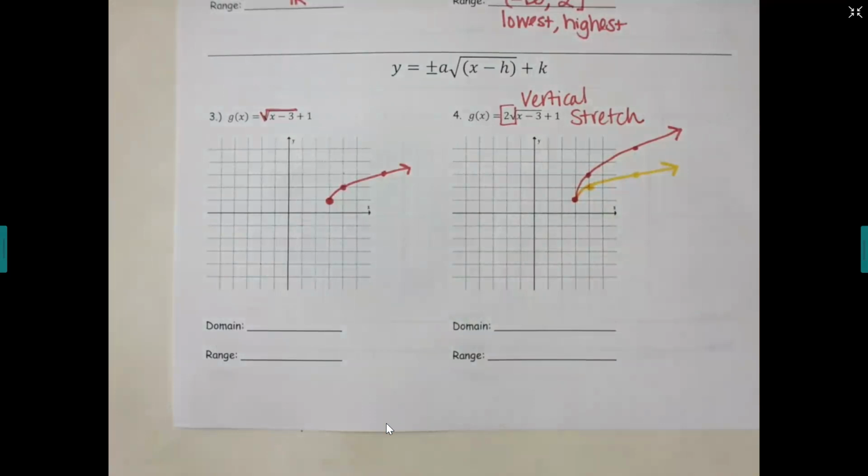Now, for both of these graphs, the domain and range are going to be the same. Okay, for the domain, how far to the left does your hook go? 3. How far to the right does it go? Infinity. So put 3 to infinity.